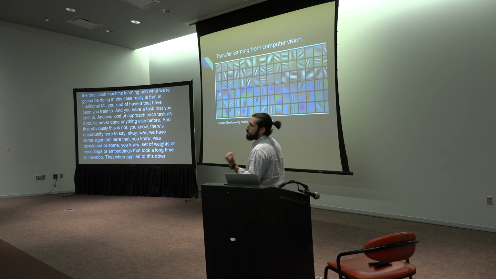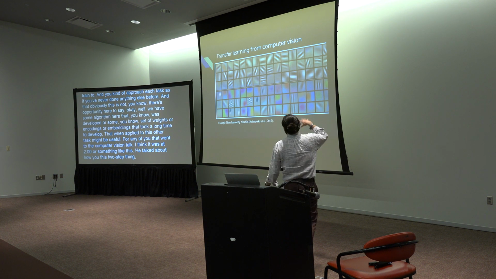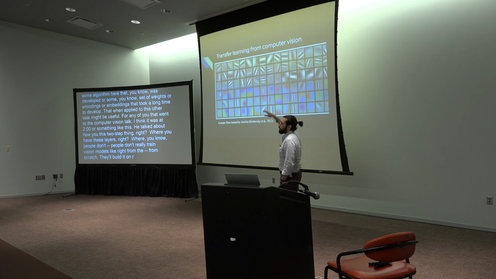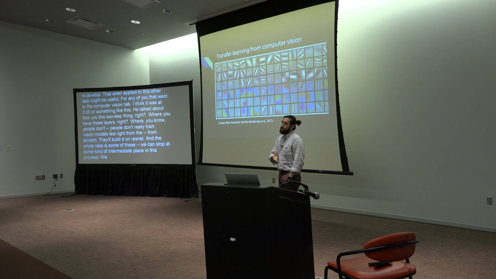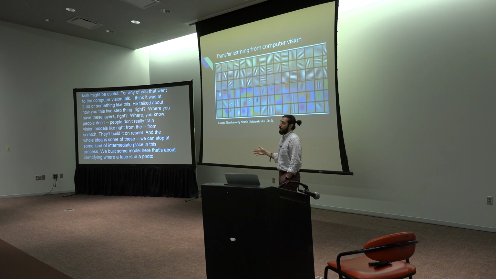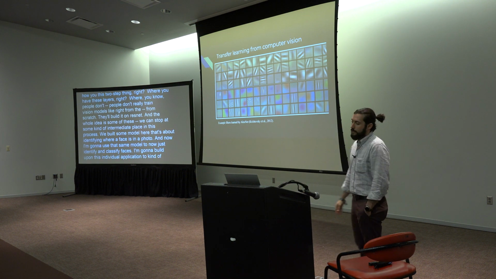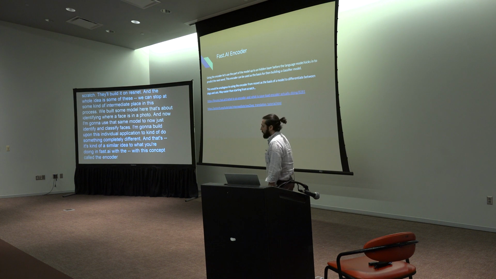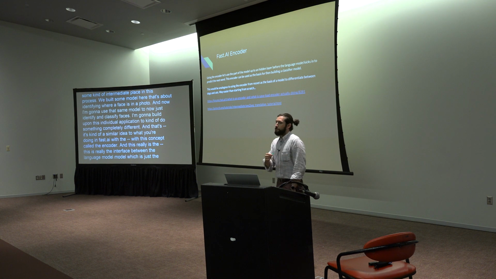For any of you that went to the computer vision talk, I think it was at 2 o'clock, he talked about how you do this two-step thing, where you have these layers. People don't really train vision models from scratch if they're doing classification. They'll build it on ResNet or something like this. The whole idea is that we can stop at some intermediate place in this process. We built some model here that's all about identifying where a face is in a photo, and now I'm going to use that same model to identify and classify faces. I'm going to build upon this original application to do something completely different. It's a similar idea to what you're doing in FastAI with this concept called the encoder, which is really the interface between the language model, which is the model that generates text, and the model that is used to classify text.